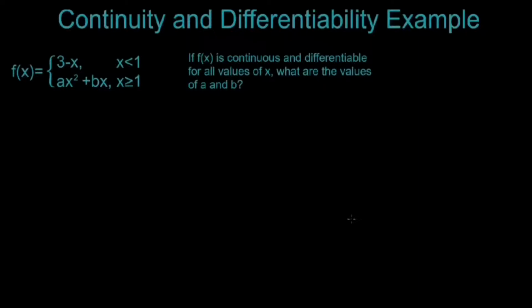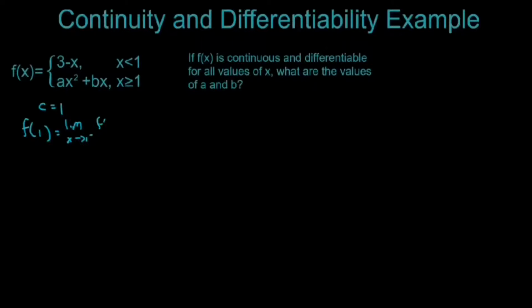This last problem will incorporate both continuity and differentiability. We have the piecewise function f of x, and the problem states that if f of x is continuous and differentiable for all values of x, what are the values of a and b? If a function is continuous, we know that the limit as x approaches a point from the left and the right have to equal each other. As the function shows, we can write the point as c equals 1 and plug in 1 to the two parts of the piecewise function.